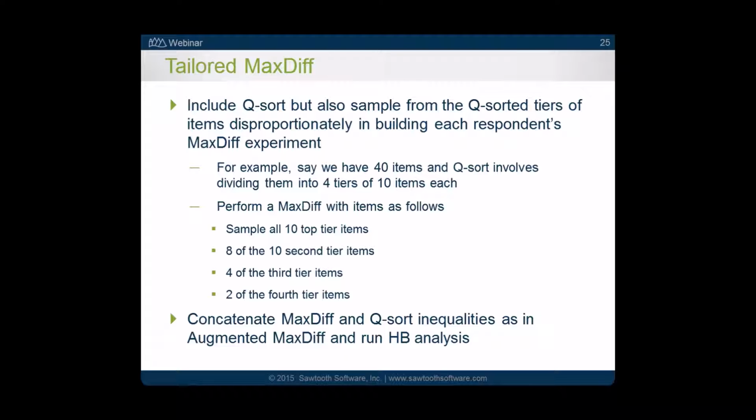because if I've taken it and I've got my Q-sort data, it's going to give me all 10 items from my top bucket. It's going to give me 8 of the 10 items from the second bucket, 4 from the third, and 2 from the 4th bucket. So 2 of my least important items, all 10 of my most important items, and it's going to take those 24 items and give me a MaxDiff. And then it's going to add the MaxDiff data and the inequalities from the Q-sort, just like in augmented MaxDiff, and it's going to run HB analysis.